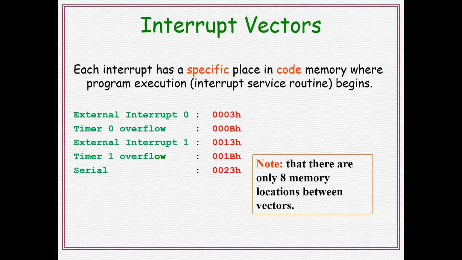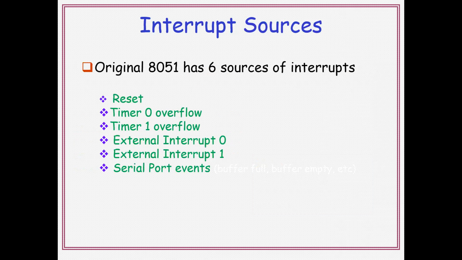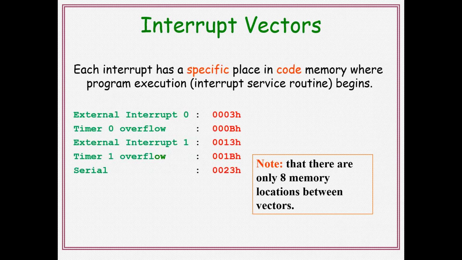The first interrupt is reset. Reset starts at 0000H, and then 1, 2: a total of 3 locations are reserved for the reset interrupt. Next is external interrupt 0. External interrupt 0 starting address is 0003H, then locations 4, 5, 6, 7, 8, 9, A. So 8 locations, from 3 up to A, are reserved for external interrupt 0.